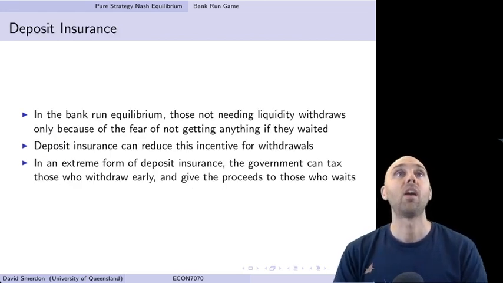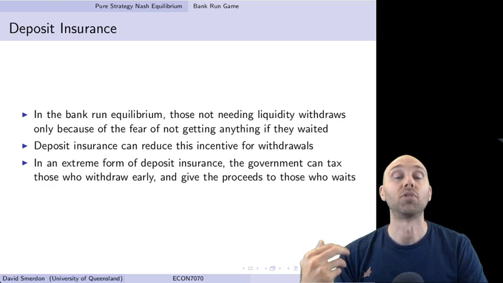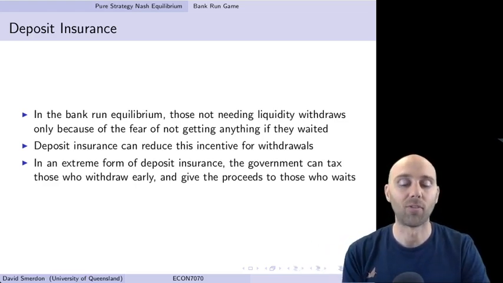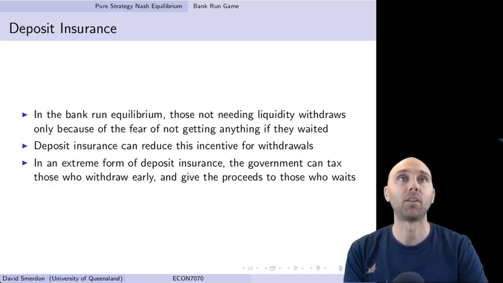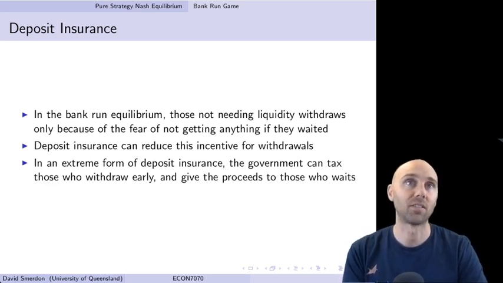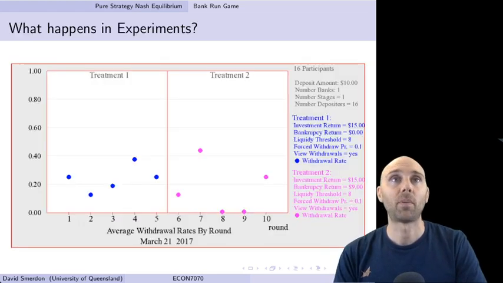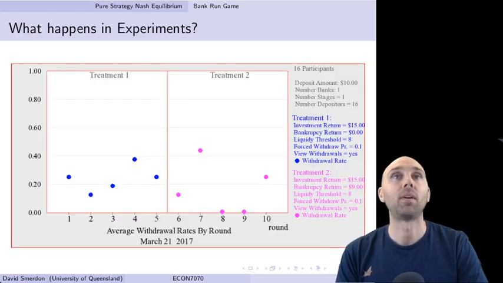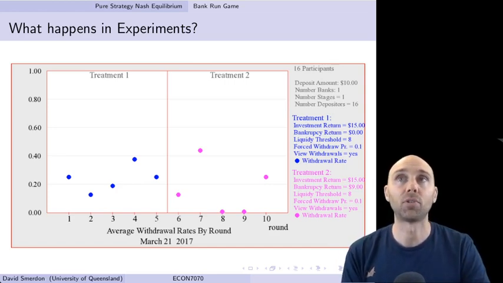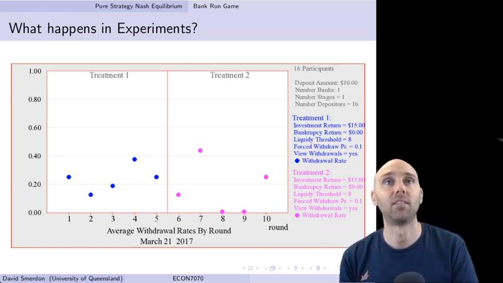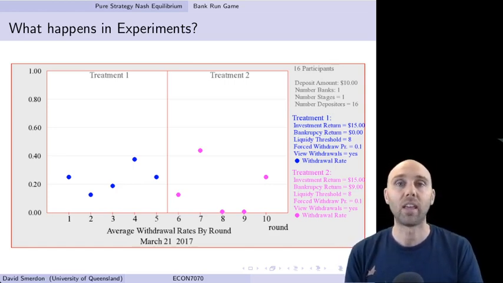Okay, so deposit insurance can reduce this incentive for withdrawals, particularly when the government guarantees the money you've got in the bank or taxes those who withdraw early. What happens in experiments when we run this? Well, we didn't manage to run it this year, again, for obvious reasons, but we can see that different tutorial groups in the past ended up in very different sorts of equilibria.